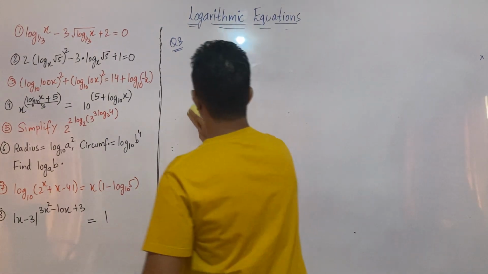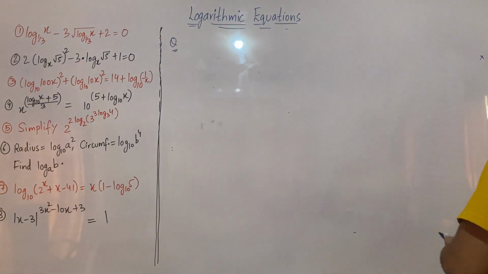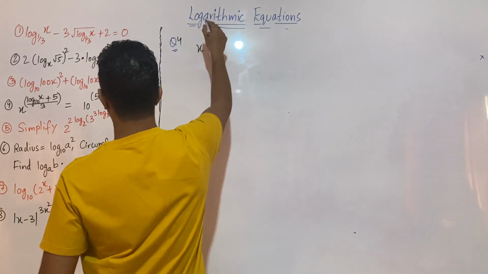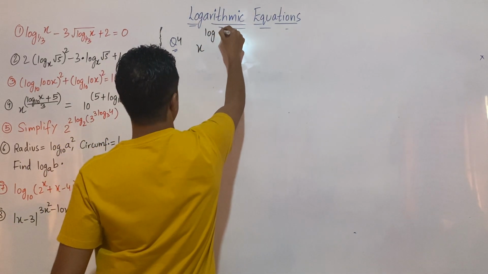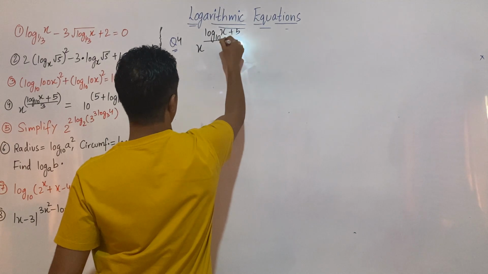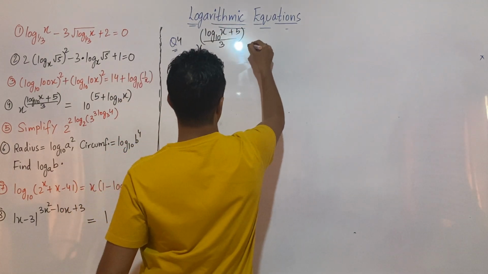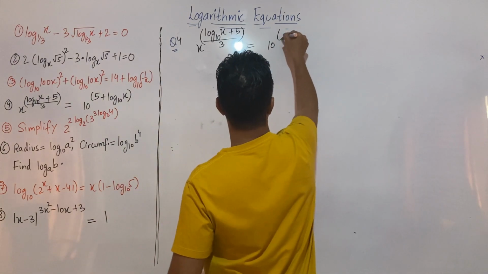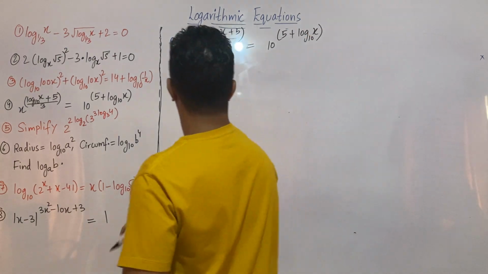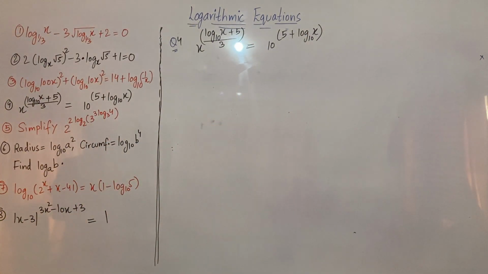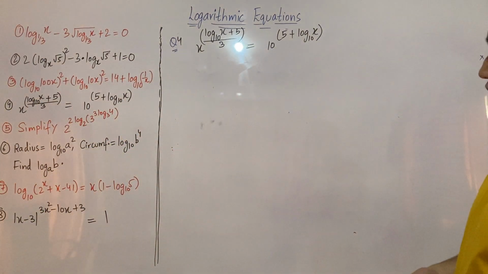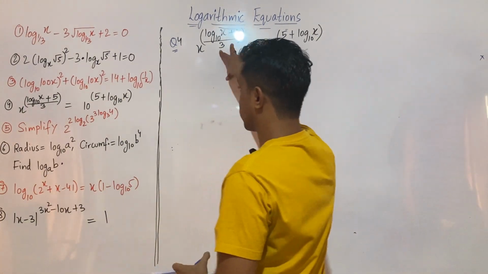Question number 4 says that x raised to log x to the base 10 plus 5 over 3 is equal to 10 raised to 5 plus log x to the base 10. So this is question number 4 given to us. We are given two numbers, one on the left, one on the right.